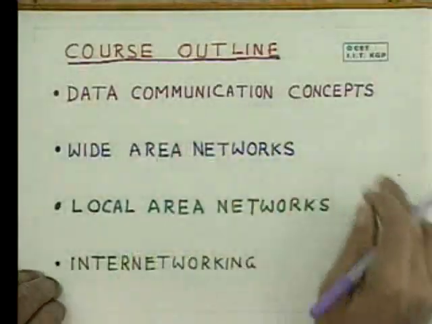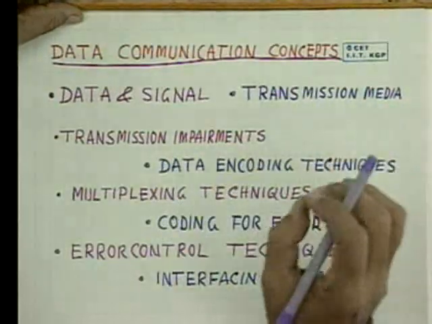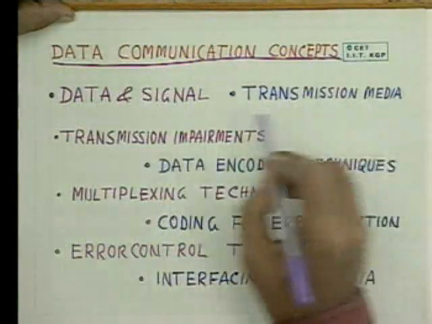In the first part, data communication concepts, we shall discuss how data which you want to communicate can be converted, transformed into different types of signal which can be communicated through a computer network, through a transmission media. So in this part we are restricting communication between a pair of users. You have a sender and a receiver connected by a transmission media.